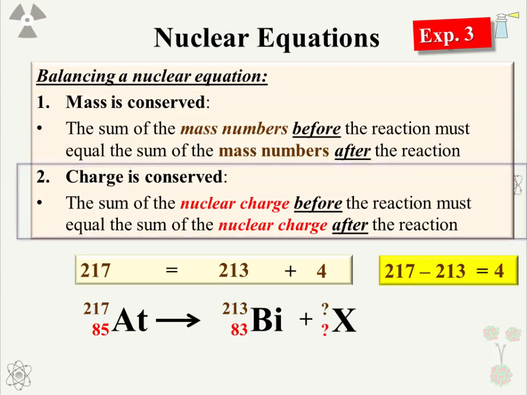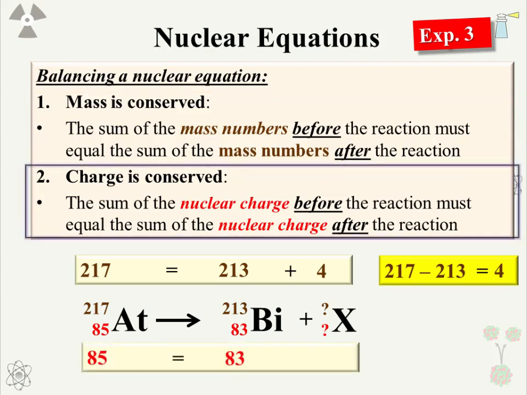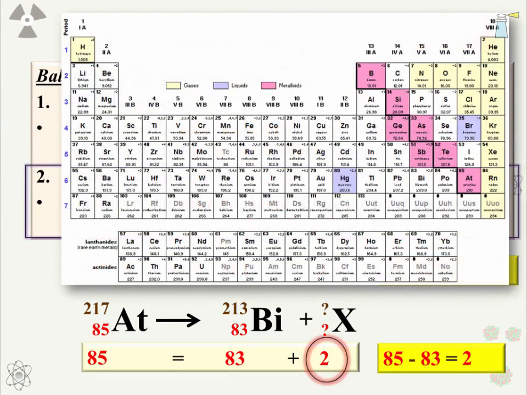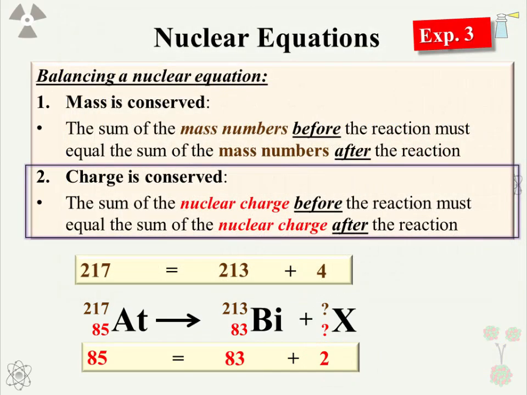As for charge, we have the number of protons from astatine and bismuth is 85 and 83 respectively. That is the nuclear charge. What must be added to 83 to get to 85? That, of course, is 2. Our unknown has 2 protons. That is exactly the information needed for a consultation with the periodic table and an identification of helium. The unknown is helium, and our decay is an alpha particle.